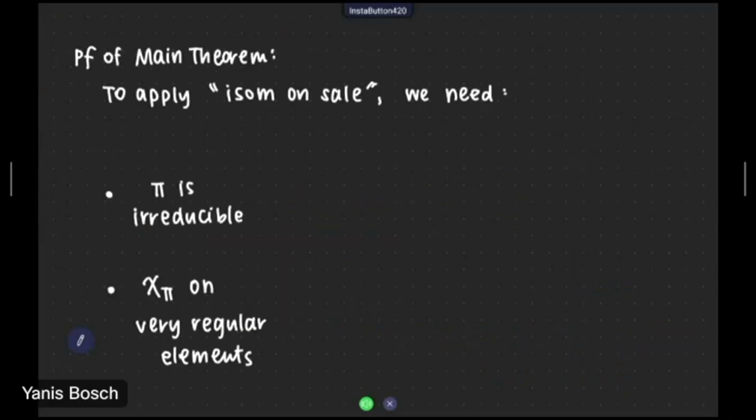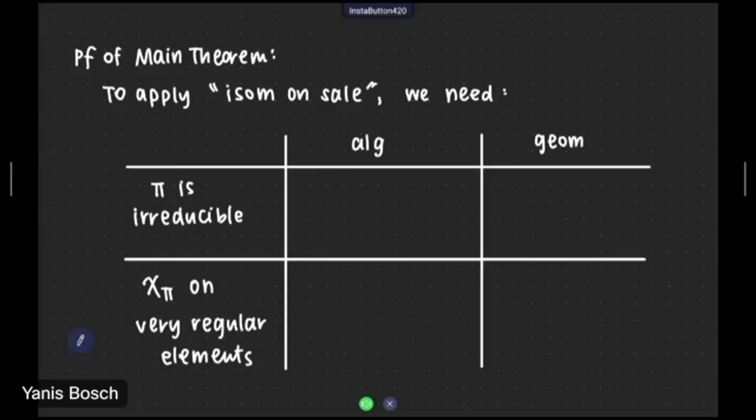So let's prove the main theorem now. In order to apply this isomorphisms on sale result, we need two things. We need that the representation is irreducible. And secondly, we need this computation on this distinct eigenvalues locus. And so I need both of these data for the algebraic part and the geometric part. And so I can write a chart to fill this in. Once I have this filled in, then the proof is done.